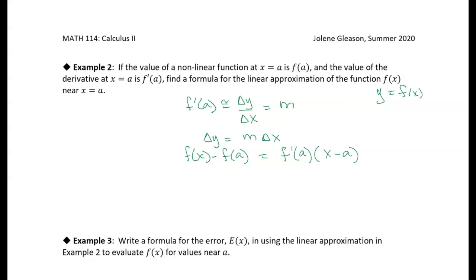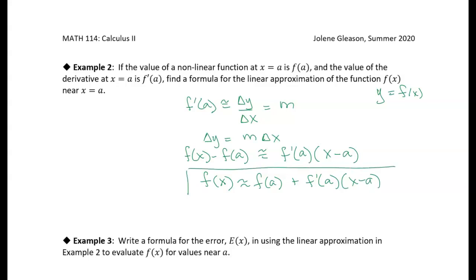All right. So now I can rearrange this, and I should make this approximately equal to, because we're modeling a nonlinear function. And so if we want to find the approximate value of f of x using this, we can add f of a to both sides. So we get f of a plus f prime of a times x minus a. That gives us a formula for the linear approximation of f of x near a.